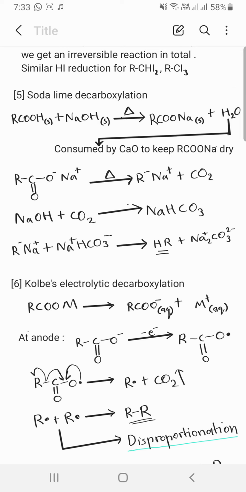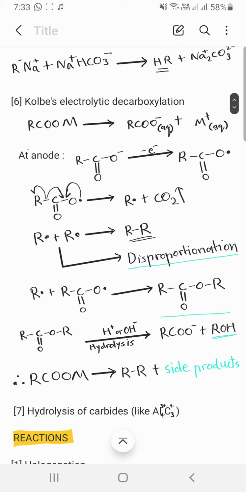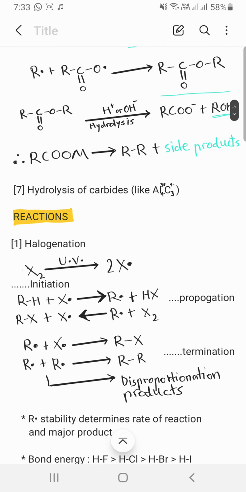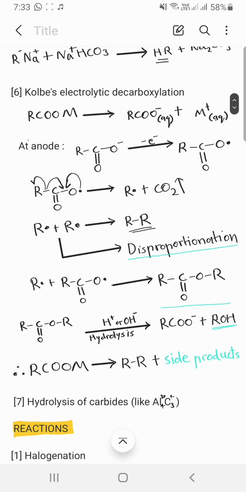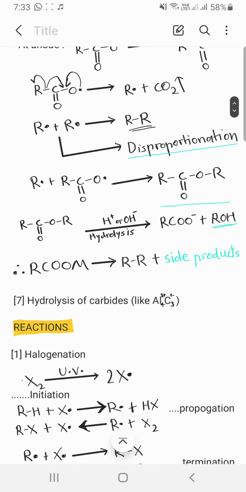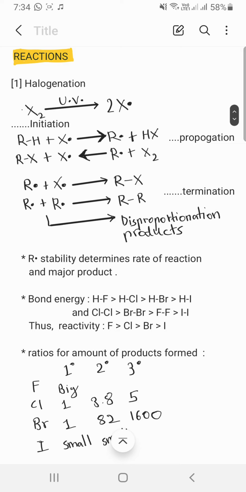Soda lime decarboxylation, pretty well known, I don't need to do it. Then Kolbe electrolytic decarboxylation. Fine, that's also pretty well known. So you can directly use a salt, or you could first create that salt with acid base reactions. Okay, hydrolysis of carbides, fine, well known.